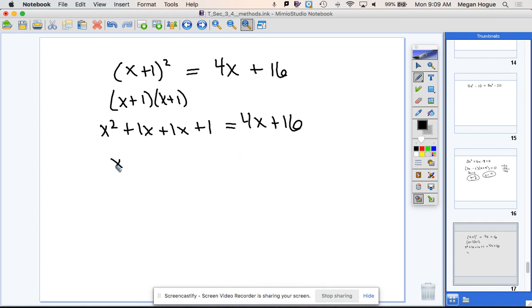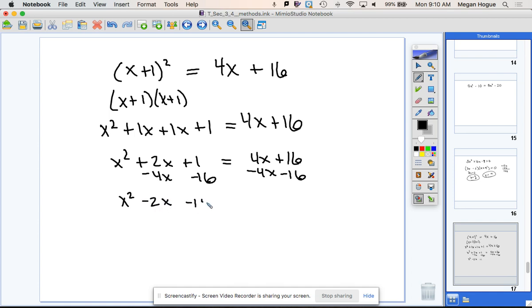All right, still combine like terms. So x squared plus 2x plus 1 equals 4x plus 16. We'll now get everything together. So now subtract 4x, subtract 16. So x squared minus 2x minus 15 equals 0. Now it looks like something I should be able to factor. So negative 5, positive 3. So 5 and negative 3.